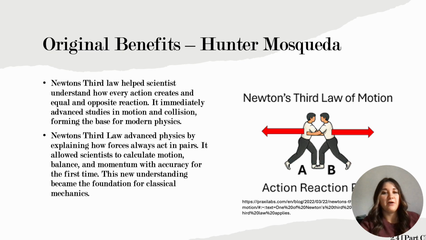His discovery helped scientists accurately calculate motion, momentum, and balance for the first time. This law became the base of what we call classical mechanics, basically the physics that explains how objects move and interact in our everyday world. It also led to progress in areas like motion studies, collisions, and engineering, allowing science to grow far beyond what was possible in Newton's time.